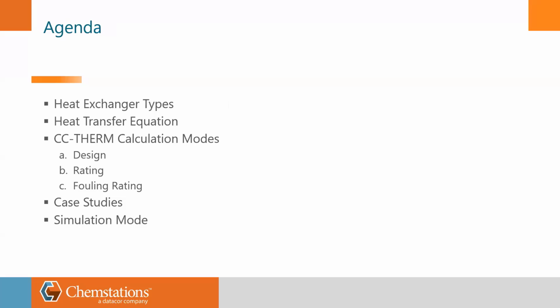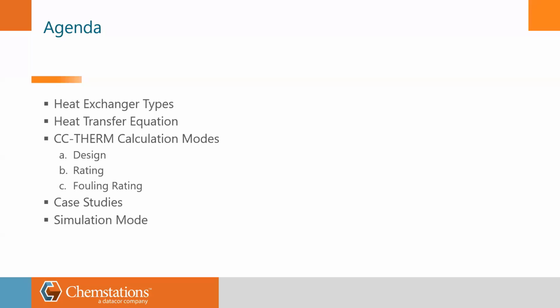So the agenda will be to go through some heat exchanger types, what kind of heat exchanger types can be modeled using CC-THERM, what kind of equations are used when the heat transfer calculations are performed, and what kind of calculations can be done in CC-THERM. We can design, as I mentioned before, we can rate an existing heat exchanger, and we can do some fouling rating or calculate or estimate fouling factor calculations.